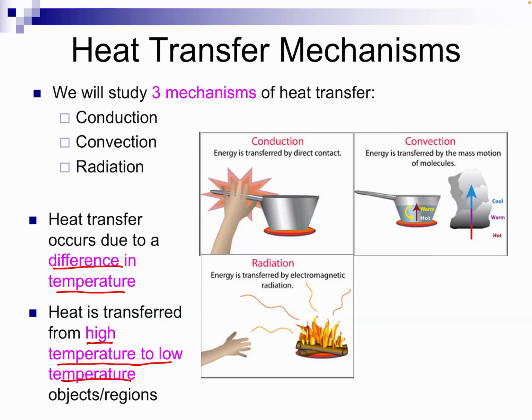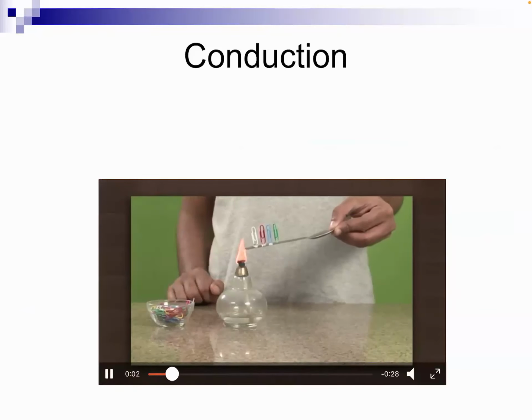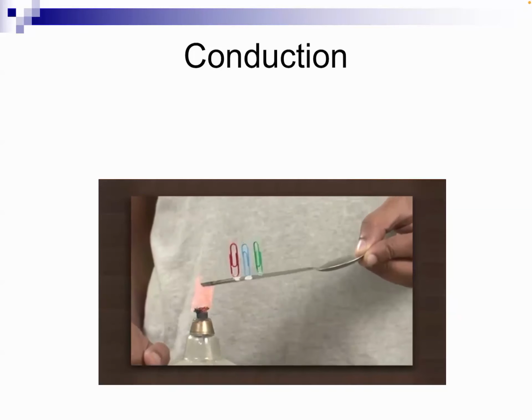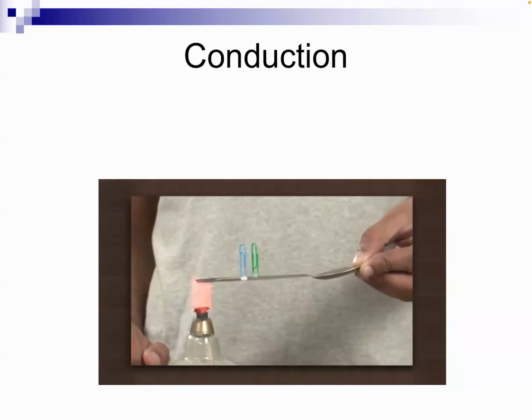Right, okay, so let's start with the first mechanism, which is conduction. This video will show us a visualization of heat transfer by conduction. Notice how there's a flame, and there's a spoon placed in front of the flame. There are paper clips glued onto the spoon. Notice how it takes time for heat to be conducted from this part of the spoon to the other end. And that's why the paper clips fall one by one in sequence. They don't all fall at the same time.